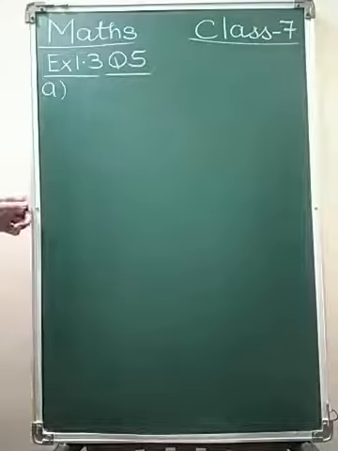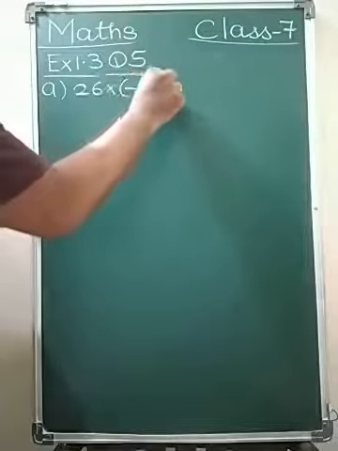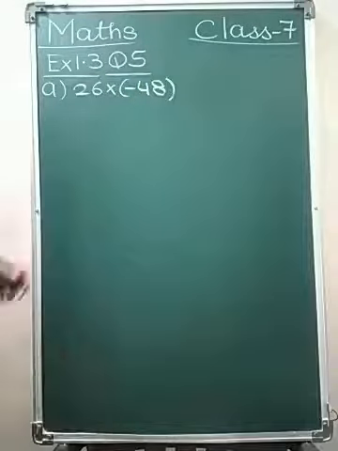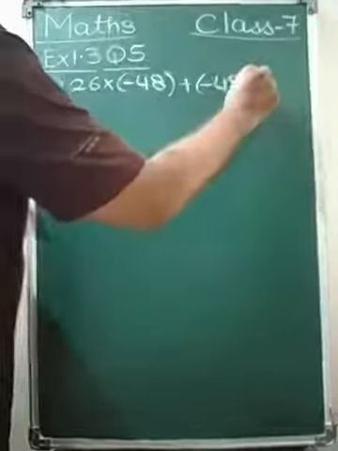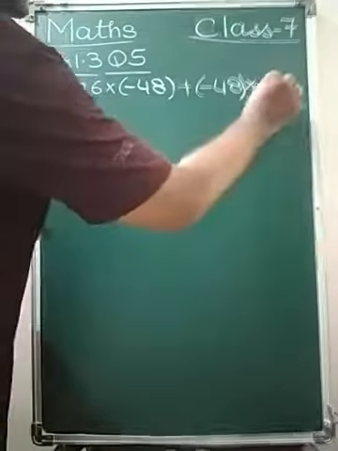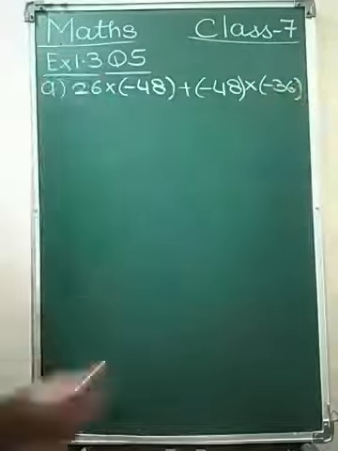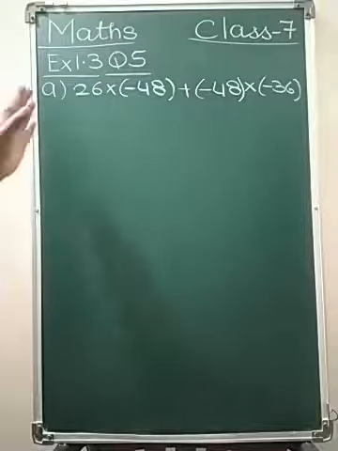26 multiplied by minus 48 plus minus 48 multiplied by minus 36. Now in the question it is clearly mentioned that you have to use the property to solve this question.